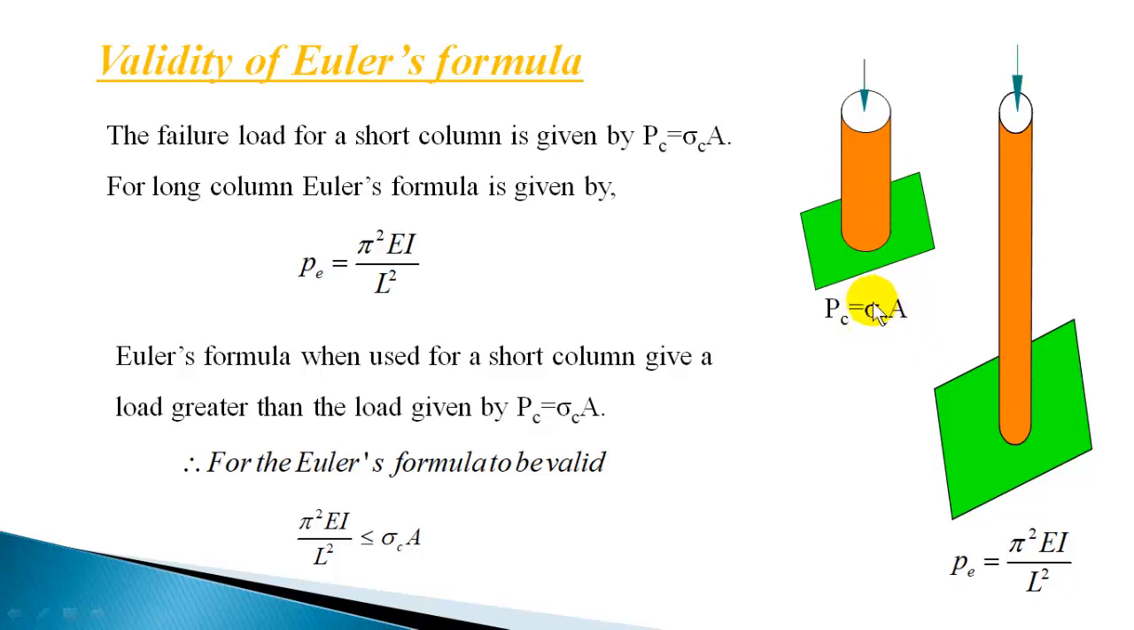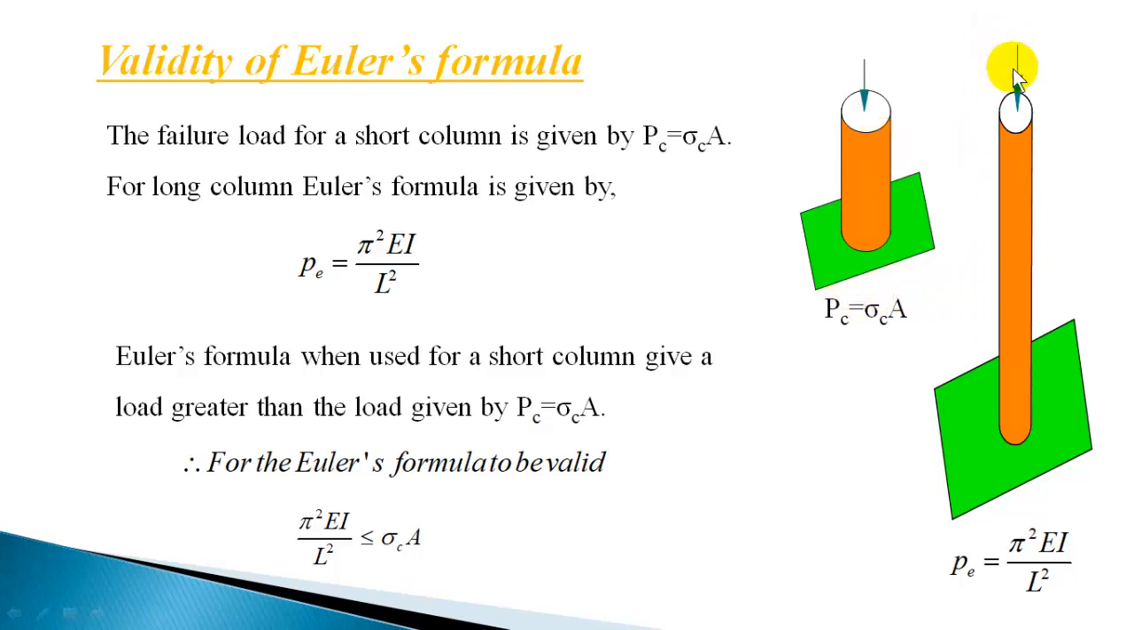That is the stress at which the material fails: yield stress into area of cross section. That will give the maximum load this short column can support. But when it is a long column, it fails at a load less than that given by this.